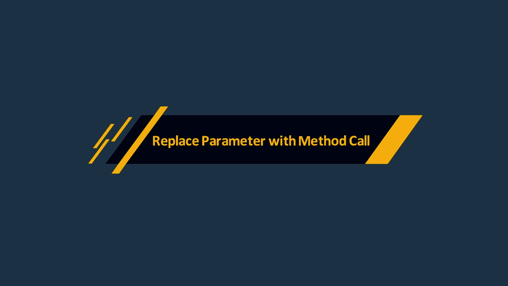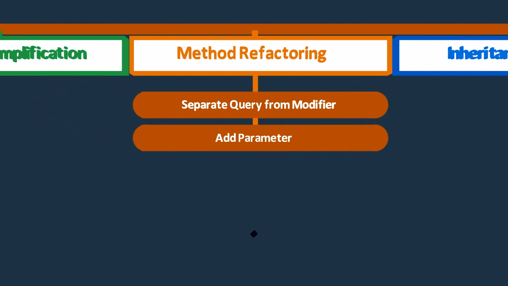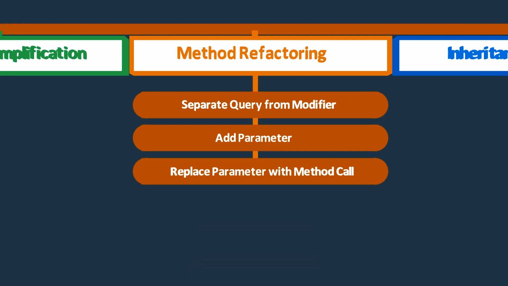In this lecture, we'll be focusing on the replace parameter with method call technique. This technique falls under the method refactoring category in our refactoring diagram. In the add parameter technique lecture, we discussed when it's appropriate to remove a field and replace it with a parameter. Now, with the replace parameter with method call technique, we focus on situations where it's better to use a method to obtain the parameter value instead of adding the parameter directly.